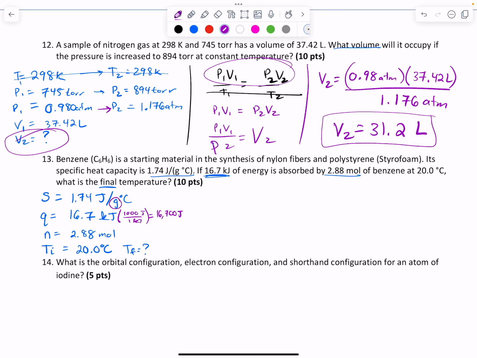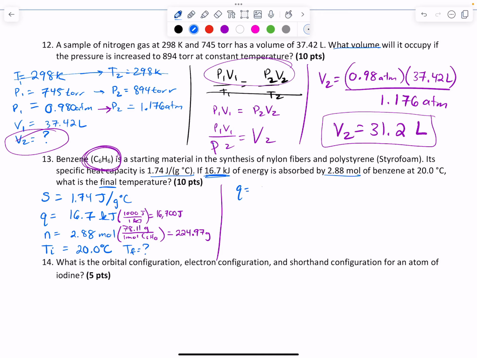What's the last step? Joules, grams, and moles. And so those do not match, so I need to convert my moles to grams. How do I do that? I have my molecular weight. So that means I can convert 1 mole of C6H6 into grams using the molar mass, and it is 78.11 grams. And that gives me a mass of 224.97 grams.